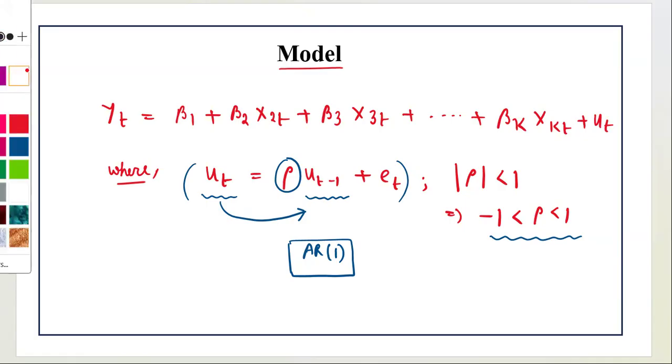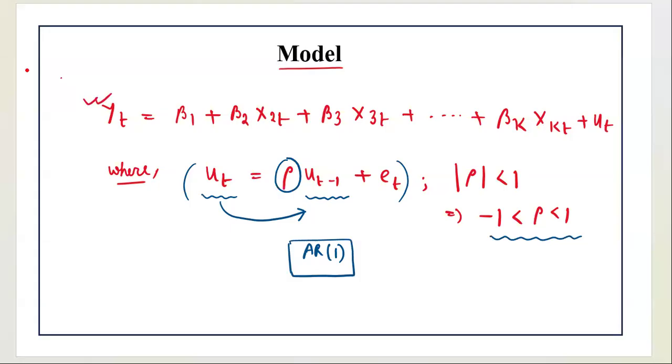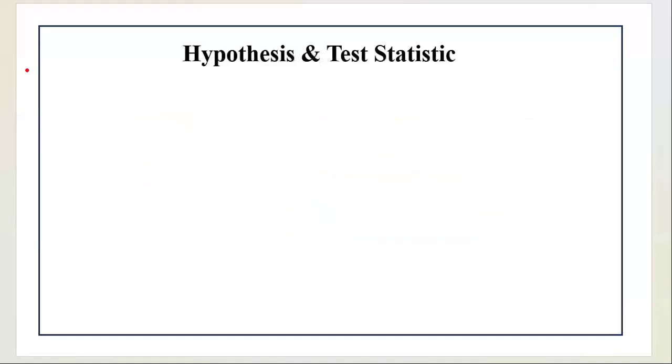So what we understood is that this is the model where ut is the stochastic error term and ut is dependent on its own lag value of the first order in this particular linear fashion, and et is another error term. Et does not have any kind of autocorrelation, but ut suffers from autocorrelation. So we want to check whether this autocorrelation is significant or not. Can it significantly affect our model or not, right? So that is what we want to test.